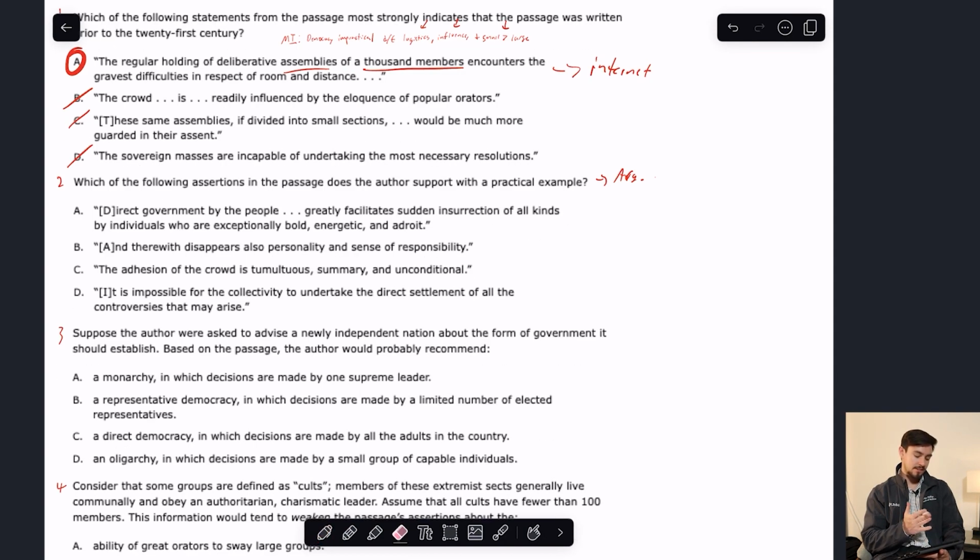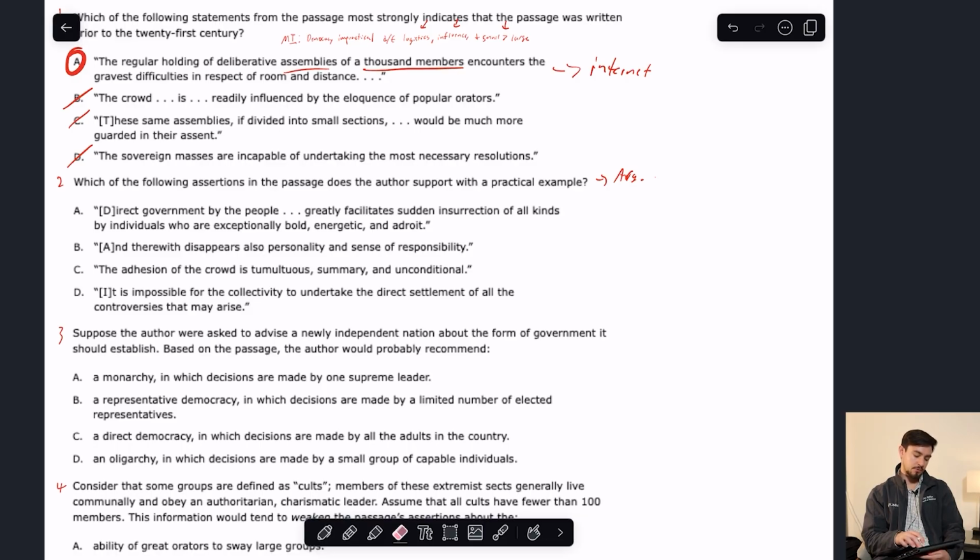Interesting. C says these same assemblies, if divided into small sections, would be much more guarded in their assent. I mean, that's still true. You know, the author would agree that that is still true, that smaller groups are going to be much more amenable to change and things of the nature.